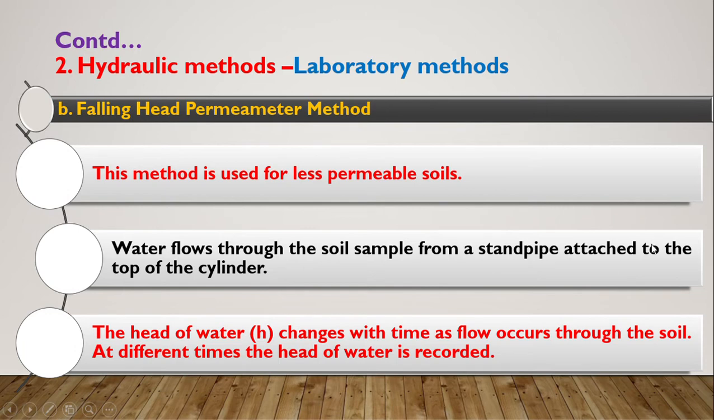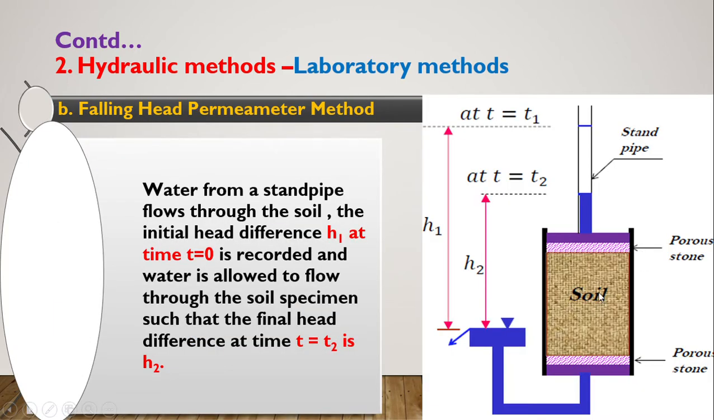Next one is the falling head permeameter method. There will be a slight difference. Setup will be the same as constant head. Here you can see this is the setup for the falling head permeameter method.